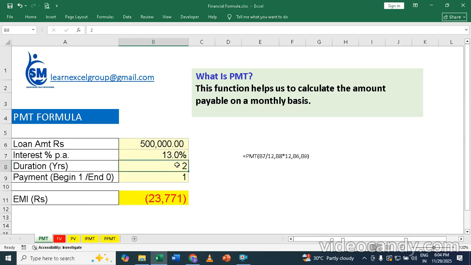Instead of 2 years, if I type 3 here, it will show me the value for 3 years. If I type 4, it will show me for 4 years. Or if you change this, instead of 1 you write 0, it will tell me whether you're paying the money at the start of the month or at the end of the month. So that is what we do in this formula called PMT.